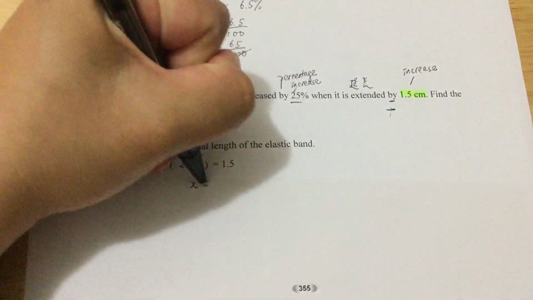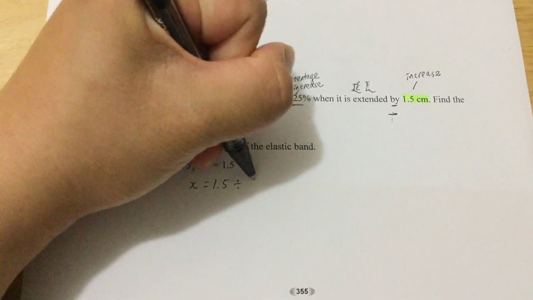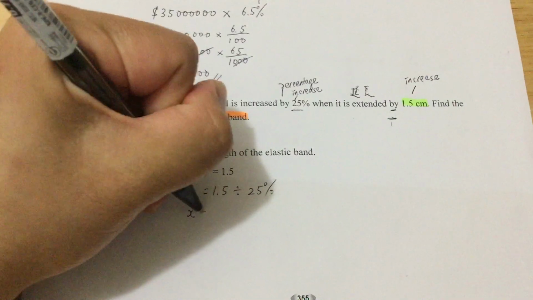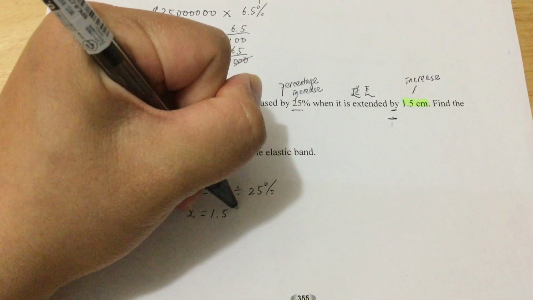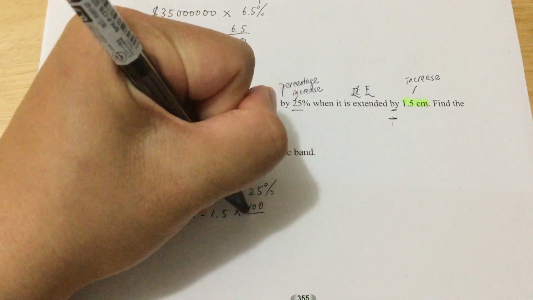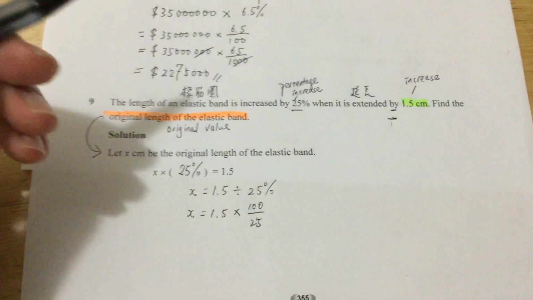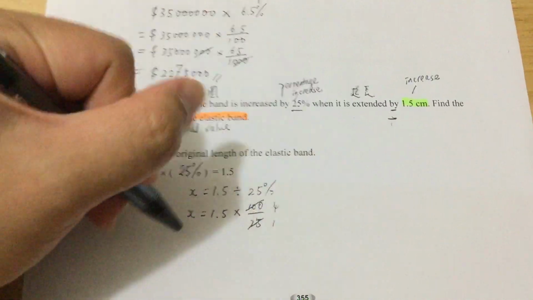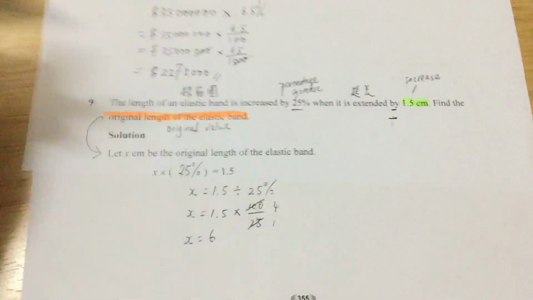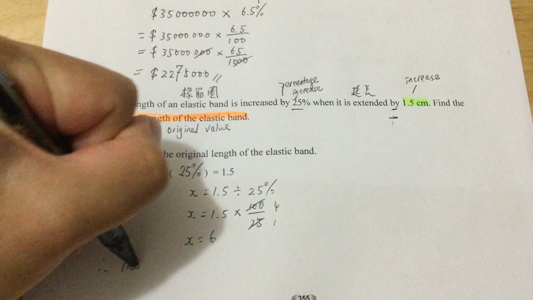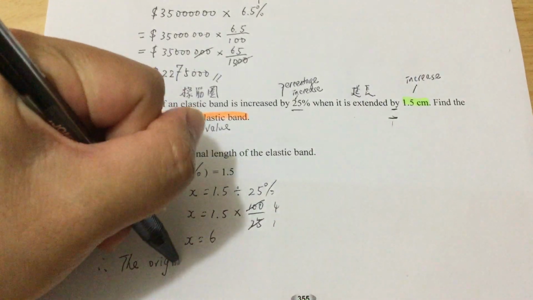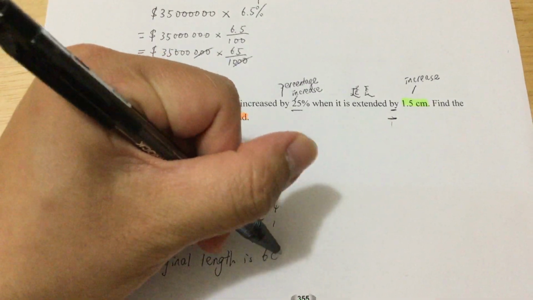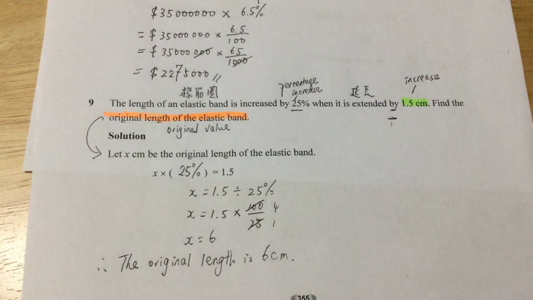So you have x equals 1.5 divided by 25%. So you will have x equals 1.5 times 100 over 25. You can do the cancellation. 100 is a multiple of 25, 1 and 4. So x equals 6. So the original length is 6 cm.